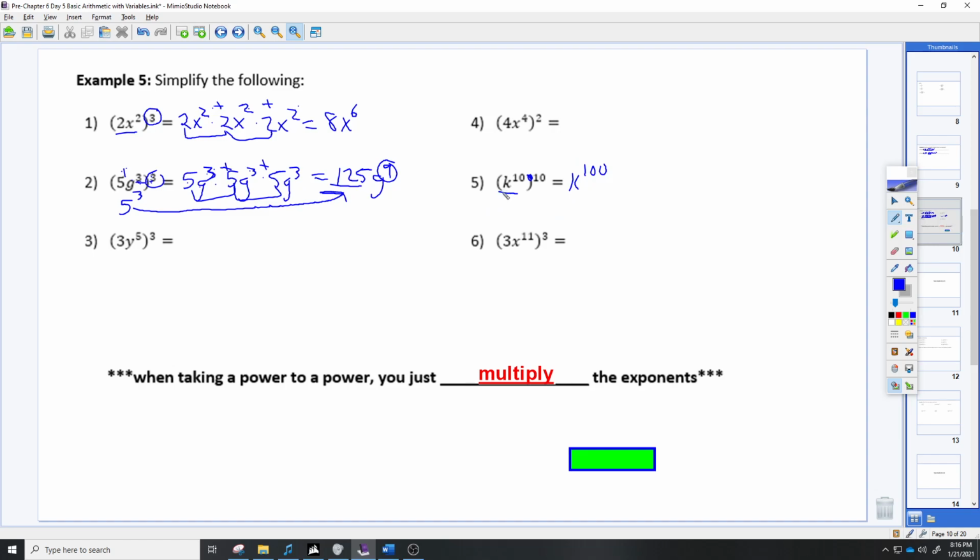So maybe let's just practice doing that with the variables. If I go to 3, y to the 5th raised to the 3rd, we're going to multiply these two together. So our y value in the power would be 5 times 3. That's 15.